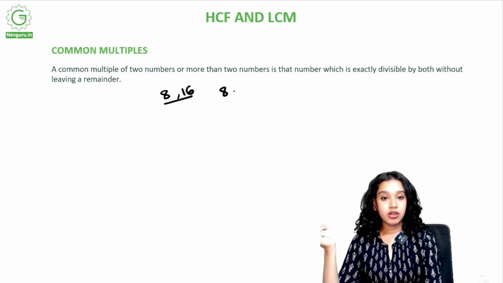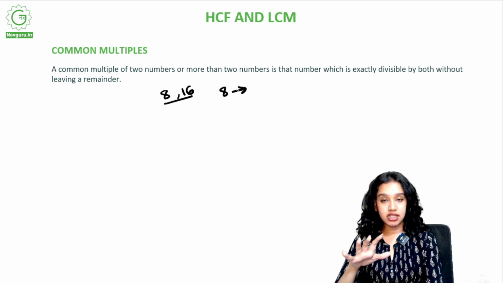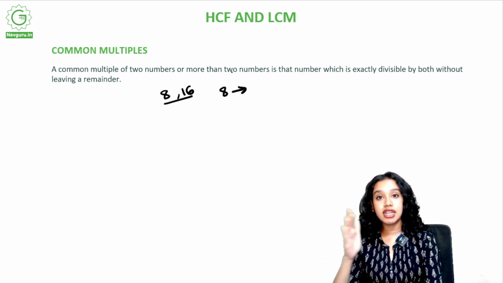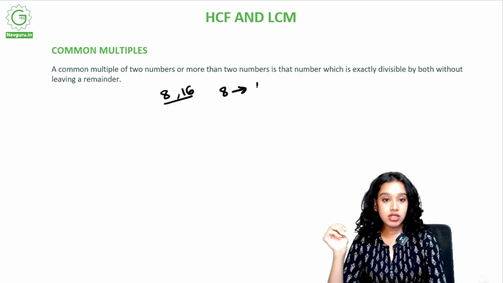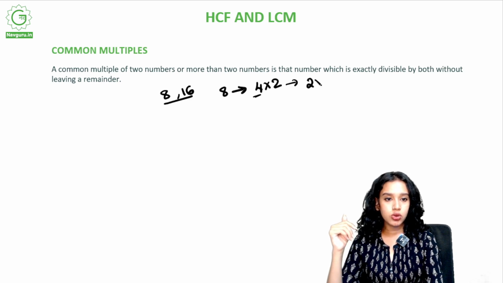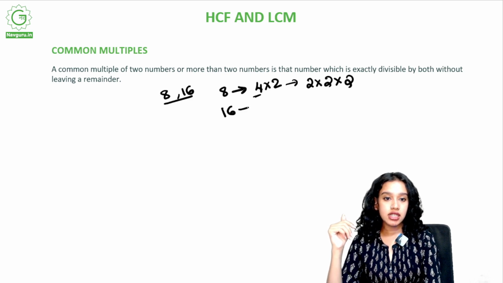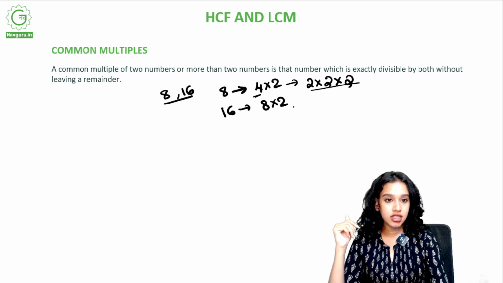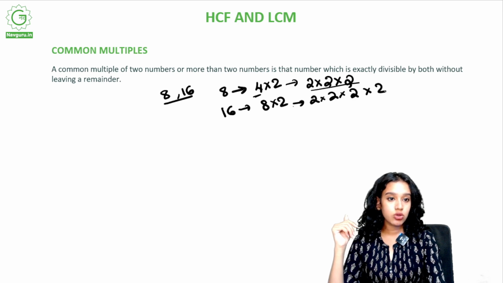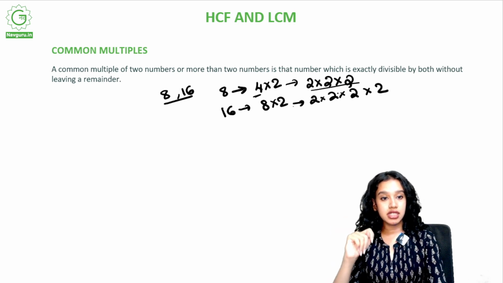Let's see. When we are writing 8, we are factorizing 8, or we are writing the factors of 8. We could say 8 is 4 into 2, right? Or 8 into 1, anything. Now what is 4? 4 is 2 into 2, so 4 is 2 into 2 and we have a remaining 2, right? And what is 16? 16 is 8 into 2, right? So this is 8, which is 2 into 2 into 2 is 8, into 2 is 16, right?